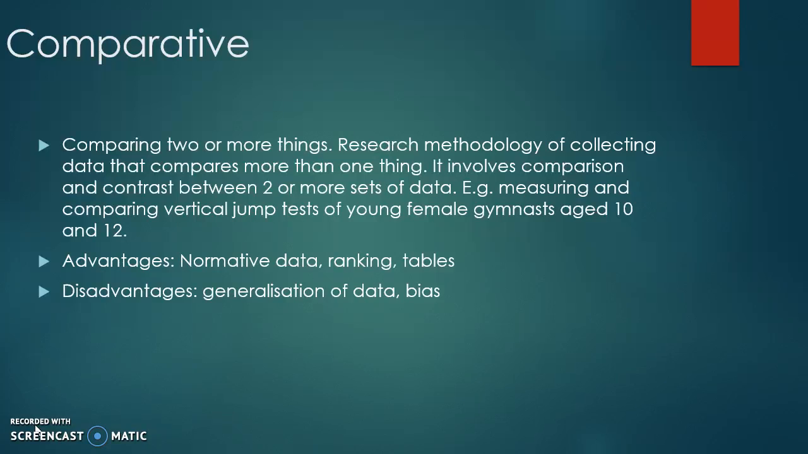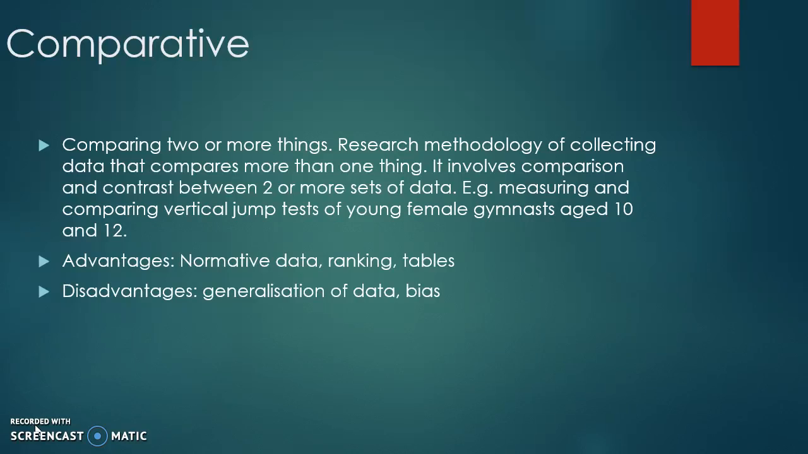So the advantages to this could be normative data, so you could easily compare it to the normative data. So you could see if these young female gymnasts aged 10 are hitting below or on or above the normative data. This data that you also find could be easily ranked. You could see which 10-year-old, which 12-year-old jumps the highest, and which one jumps the lowest. And then this data can also easily be put in tables, so it can easily be read by yourself and other people if you need to go over it again.